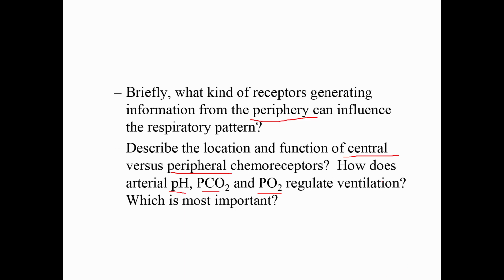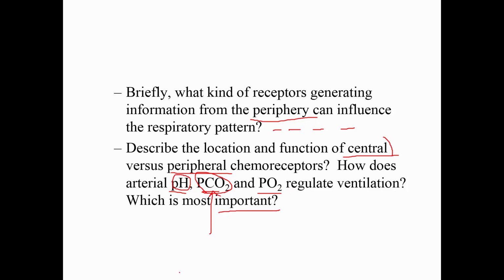So what kind of receptors are we getting information from? So we have chemoreceptors, we have proprioceptors, we have stretch receptors, we have irritant receptors. Where are the central chemoreceptors? They're in the brain, in the medulla, near the respiratory centers. The peripheral chemoreceptors are near the baroreceptors. When our arterial pH gets low, we drive ventilation. When PCO2 goes up, we drive ventilation, and PO2 has to go down below 60 millimeters of mercury to again drive ventilation. Which is most important?